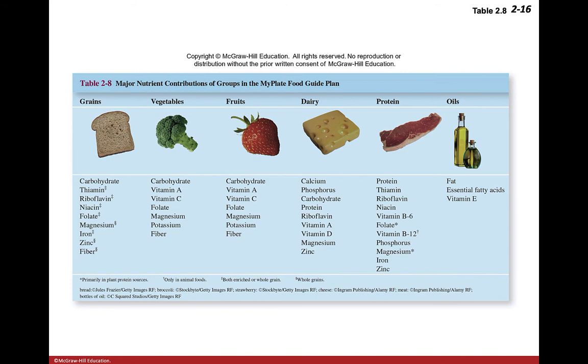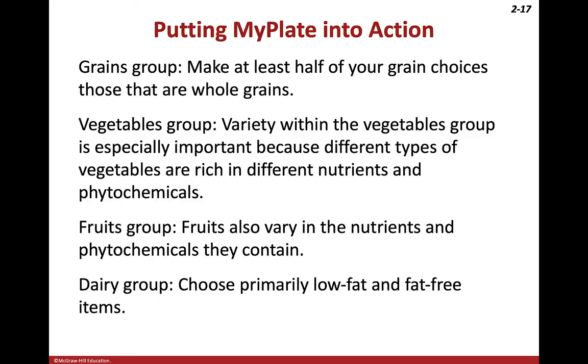Here we're looking at the major nutrient contribution of groups in the MyPlate food guide plan. And once again, if I'm looking at grains, these would be the nutrients I'm achieving there. If I look at vegetables and fruits, really what we're looking at is which of the major nutrients we are getting, what essential vitamins, and that gives us an idea based on the general categories that make up MyPlate. What are the overall nutrients that we're going to get from these food choices within the groupings from MyPlate? Now, I've talked about some of these before, okay?